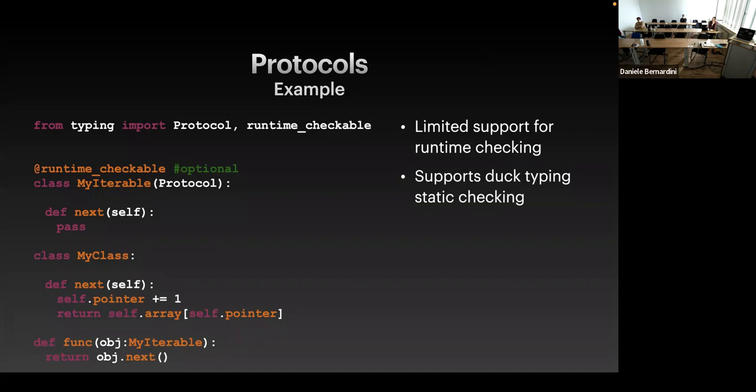And in my implementation of the protocol, I don't have to declare it explicitly, so I can just implement it. But when I do def func with an object of type my iterable, and then I pass it an object that I actually instantiated through my class, the editor will be able to type check it and tell you, yeah, this is fine. This is what you should do. It's not an error, right? And if I pass it something that is not actually implementing this protocol, it's going to complain.